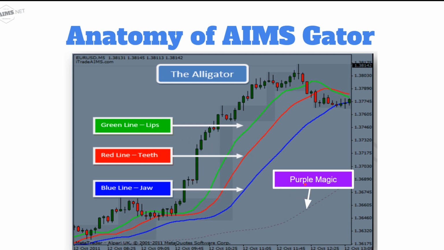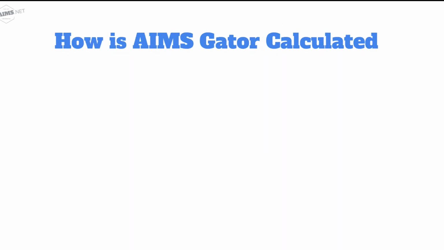And then we have the purple magic. That's the fourth line. Now, this line has a lot of power. This creates the setup one for us. And as we go through all the indicators and all the stuff, you will understand how. So how is AIMS Gator calculated?